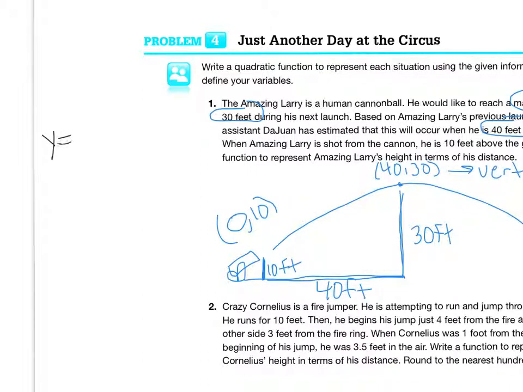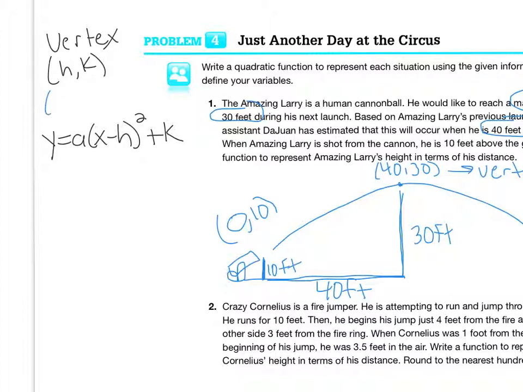So y equals a times x minus h squared plus k. And then we're going to plug in the values that we have. So our vertex is h, k, and our particular vertex is at 40, 30. So we're going to plug them into the equation. So we have y equals a times x minus squared plus, and we're going to plug in 40 for our x and 30 for our k.